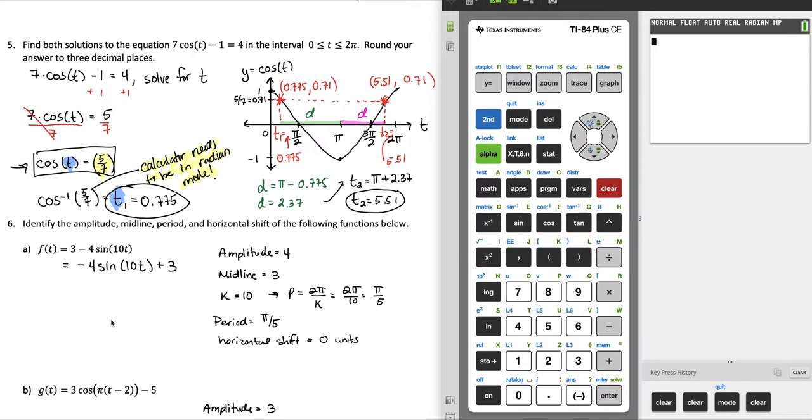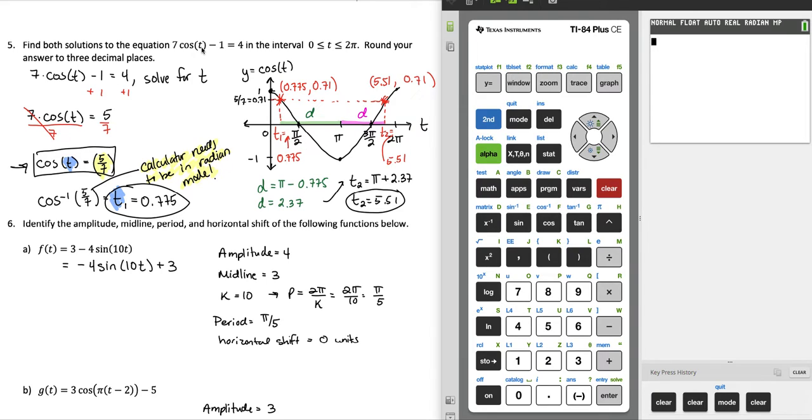Hey guys, let's take a look at how to use our calculator to use functions like cosine of theta or sine of theta or tan theta, and also its inverse. So in question 5, we're asked to solve for this equation here that involves cosine of t. So our angle here is t.